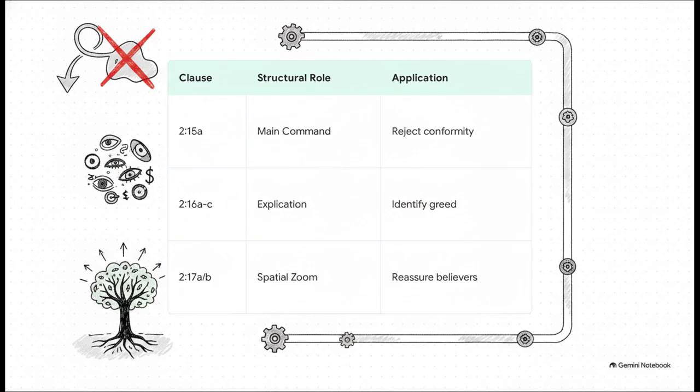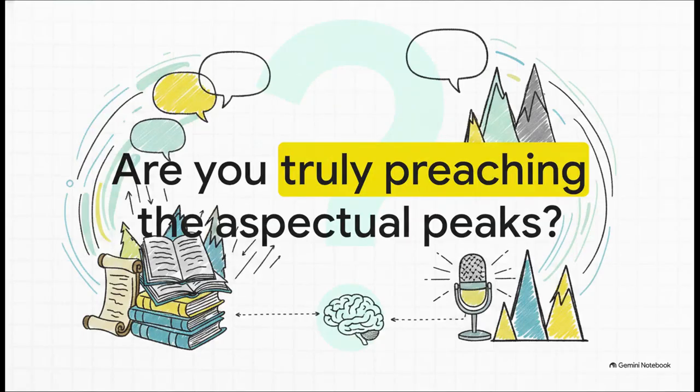Then in 2:16, the lexical cluster unpacks worldly trappings, which leads us to an application helping our people identify visual greed and fleshly cravings in modern media. And finally, the aspectual peaks in 2:17 act as our homiletic climax. That's where we apply that spatial zoom to reassure believers that obedience yields permanent life. This pipeline ensures that every single drop of your sermon application is completely, 100% tethered to the empirical syntax of the text. Which leaves us with this final thought.